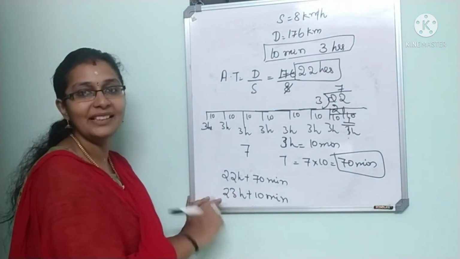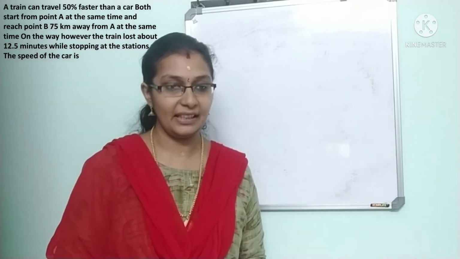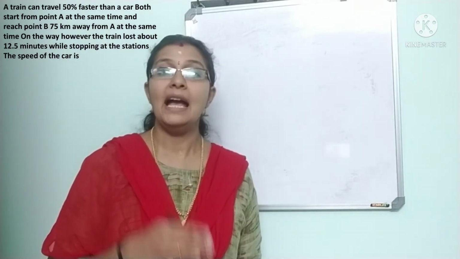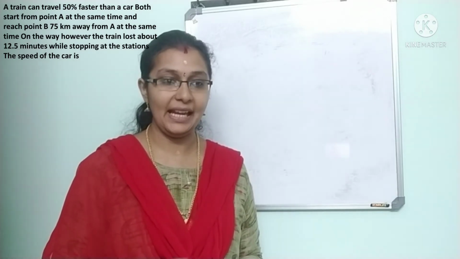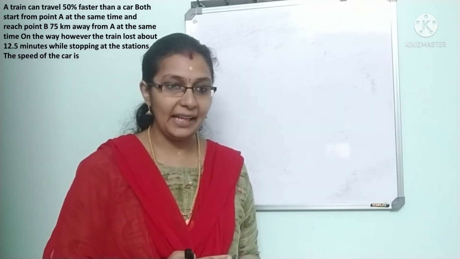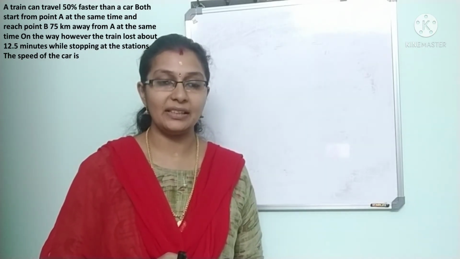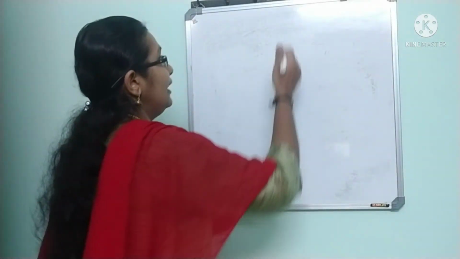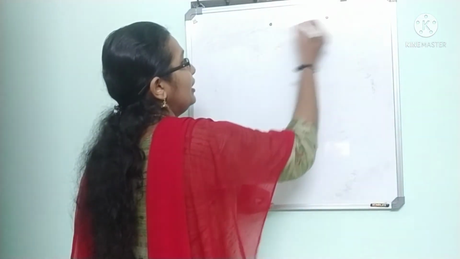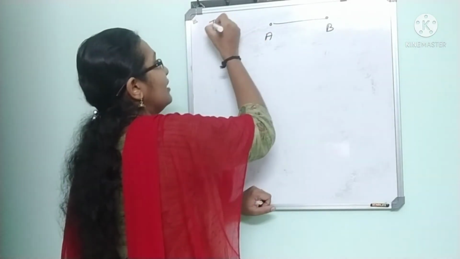Clear with the question? Yes. The next question. A train can travel 50% faster than a car. Both start from point A at the same time and reach point B 75 km away from A at the same time. On the way, however, the train lost about 12.5 minutes while stopping at the station. The speed of the car is. So understand the question carefully. See, they are moving from point A to B. We have two vehicles. One is a train and the other a car.